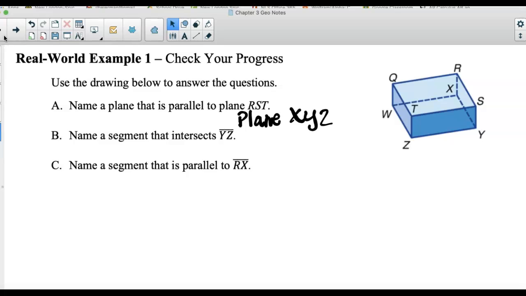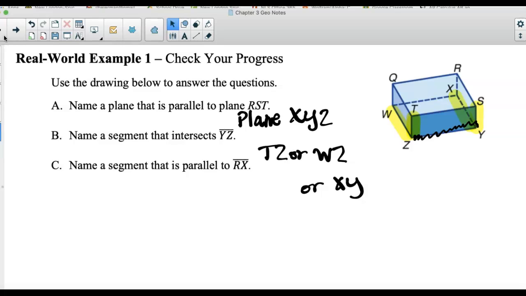Name a segment that intersects Z. The segment that intersects that would be this line here, or this line here, or this side line, or that one underneath. So you just need to name one of those. So that would be TZ or WZ or XY.